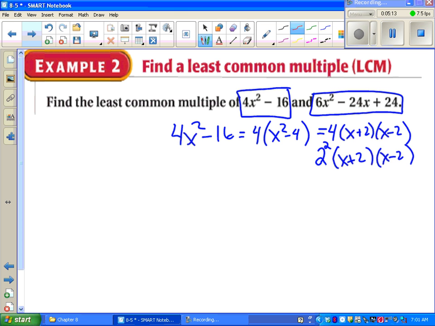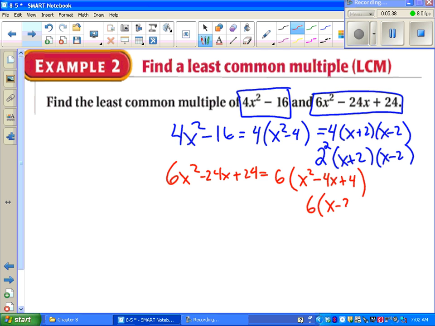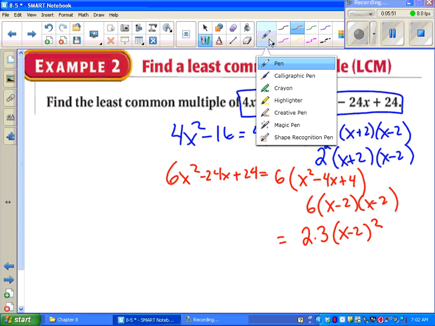Now we have the 6x squared minus 24x plus 24. Hopefully the first thing you did was factor out the 6. You'd be left with x squared minus 4x plus 4. You can factor that any method you want. It's a perfect square trinomial. You could have used Clinton magic. You could have used anything. Either way, you'd eventually end up with x minus 2 times x minus 2. Cleaning that up a little bit, 6 becomes 2 times 3, times x minus 2 squared. So I now have my 2 factorizations.